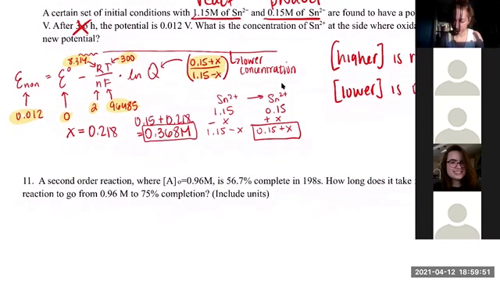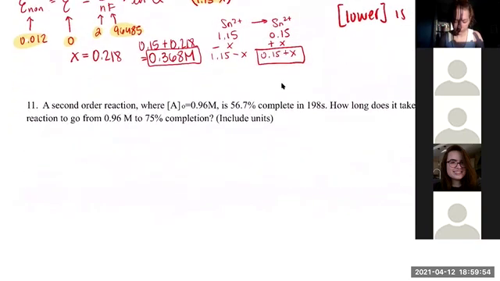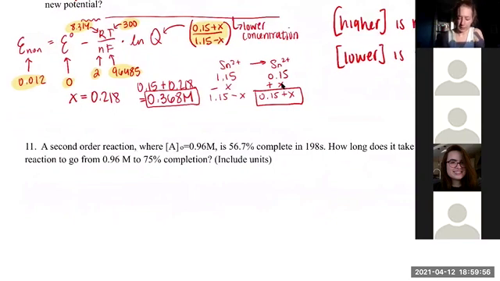Okay, well, let me know. For 11, we know we have a second order reaction, and we start out with this concentration, and we say it's 56.7% complete, which means 56.7% of it is gone, not still there, but it's gone. And this has happened in 198 seconds. It's asking how long does it take for the same reaction to go from our initial to 75% completion.